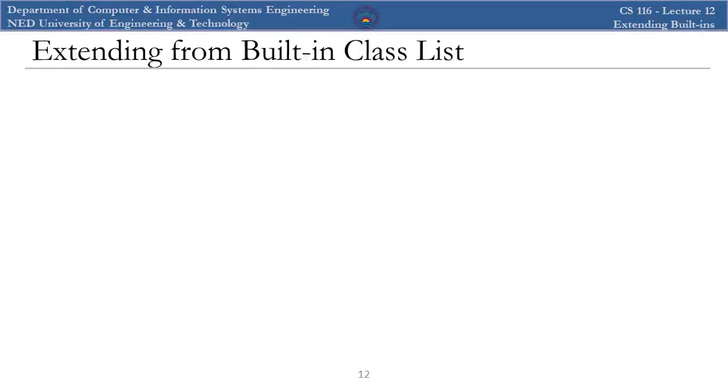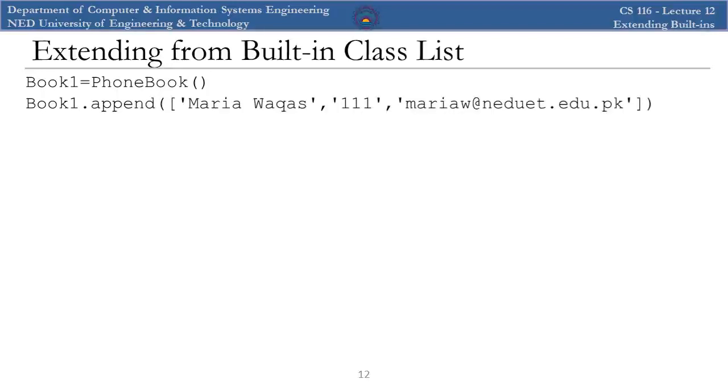Now let's run some test code. This is the first statement. I'm instantiating a phone book, and I'm calling it book1. Now you see I am directly calling that append method. I did not implement this append method. This is a built-in method from class list. But since my class phone book inherits from class list, I can call this method directly on my object. So this is what this third implementation provides.